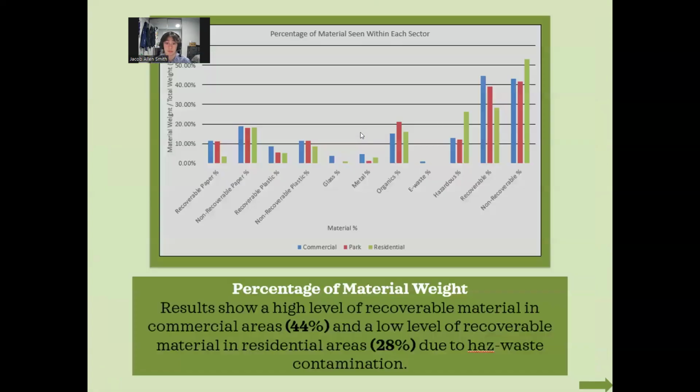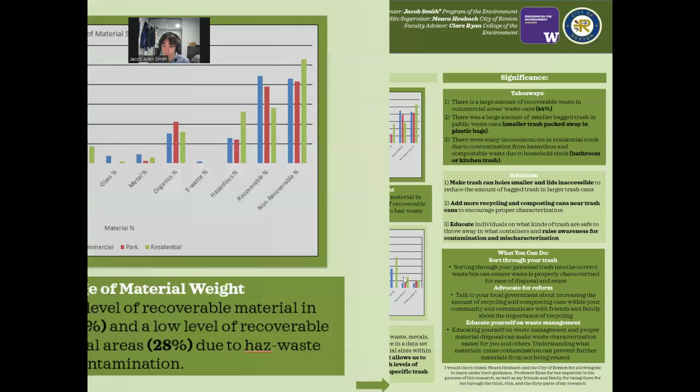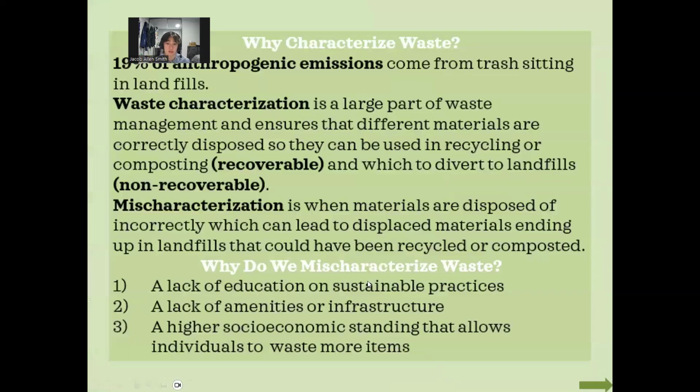In order to project that a little bit better, here are the results of our study, in which the first graph here represents the percentage of material weight. With that, results show a high level of recoverable material inside of commercial areas being around 44%, and a low level of recoverable material inside of residential areas being around 28% due to hazardous waste contamination. Why does hazardous waste contamination occur? We can look at graph number 2 in order to look at that.